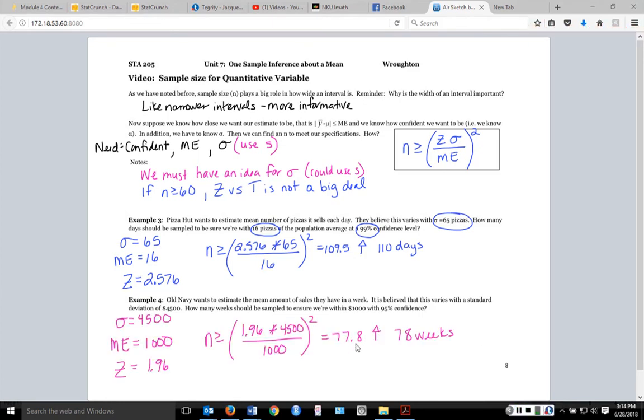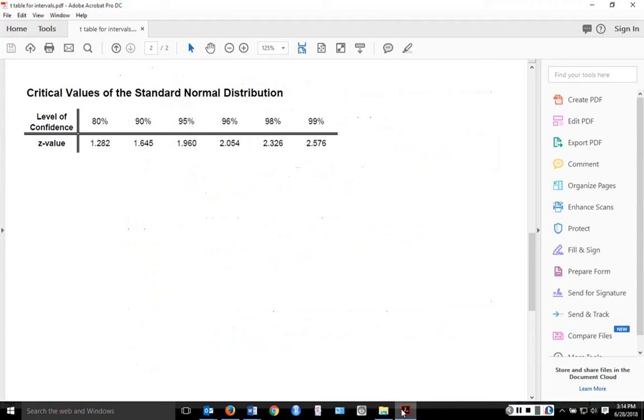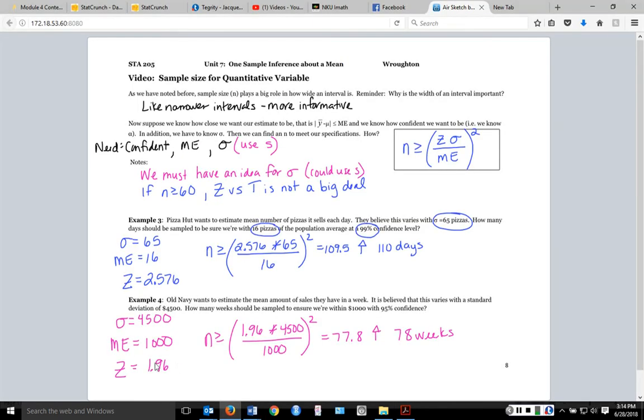All right, so for example 4, hopefully you had the standard deviation as $4,500. The margin of error is the $1,000, how close they needed to be. And the z was based upon the 95% confidence. I got 1.96 from my table here. Again, you could also use the z table to get that value. So that's where all my numbers came from.